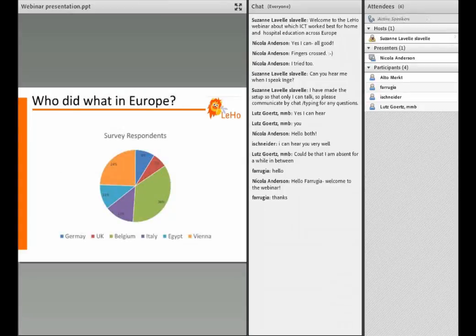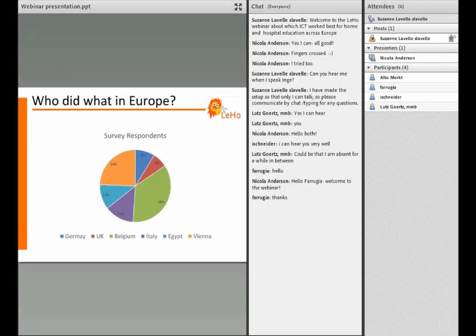So across Europe, this is just a pie chart showing you how many countries responded and the percentage of replies that we got across Europe. So you can see there that we got most replies from Belgium, and although this is absolutely wonderful, it also skewed the data slightly, because all of the Belgian respondents were responding about just the type of software that the company is using.